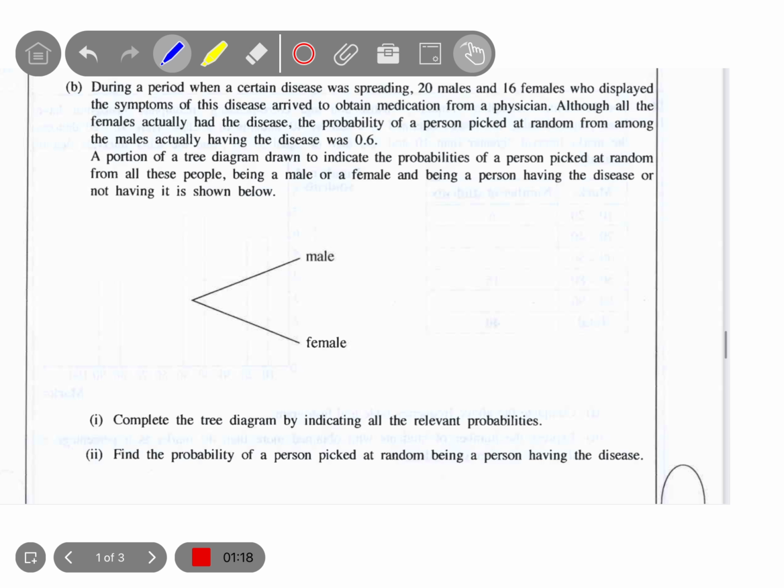So when you select a person, that person being a male is pretty simple: it's 20 out of the total, 20 and 16, 36, right? If you simplify that, you can write it as 5 over 9. I'll just keep it here as 5 over 9, right? So this part is female, 16 over 36. If you divide by 4, it's 4 over 9, right? So that's the probability there.